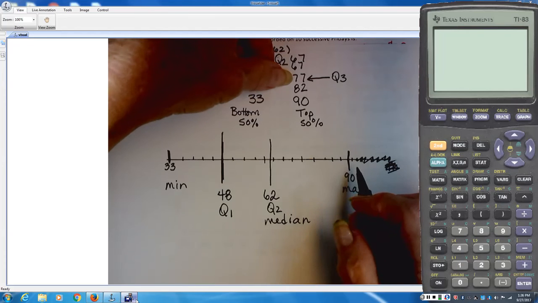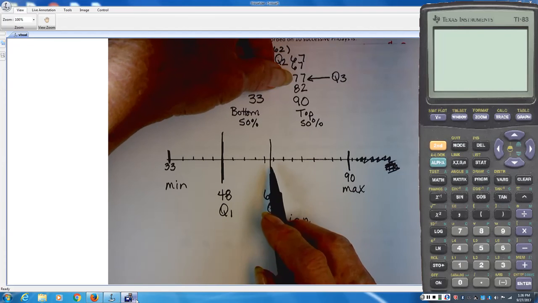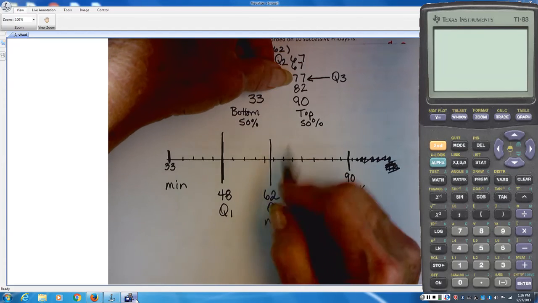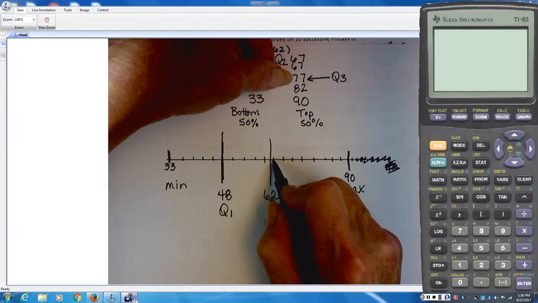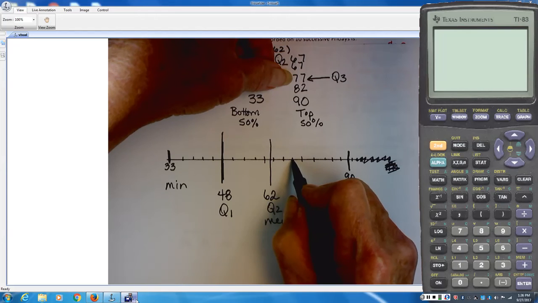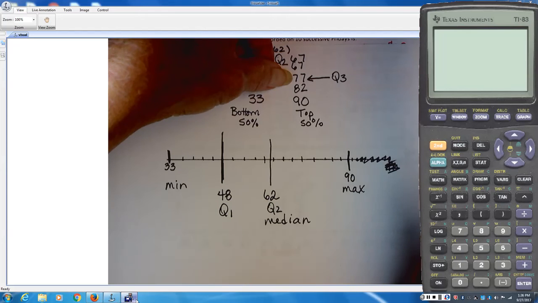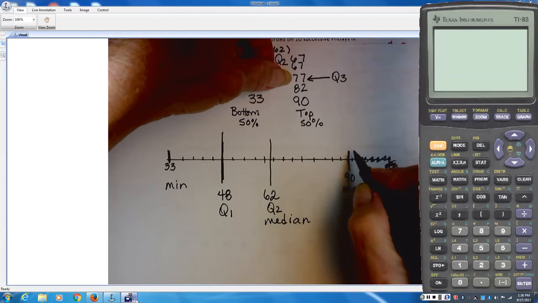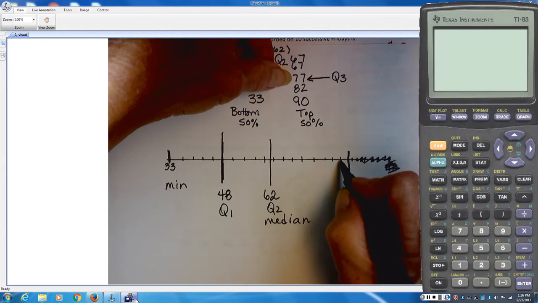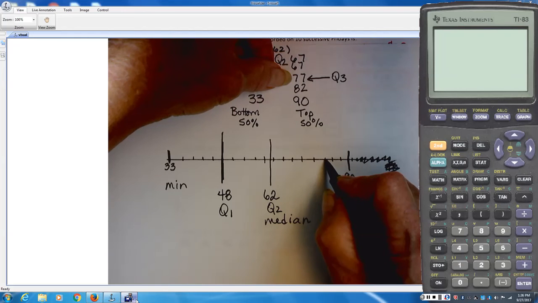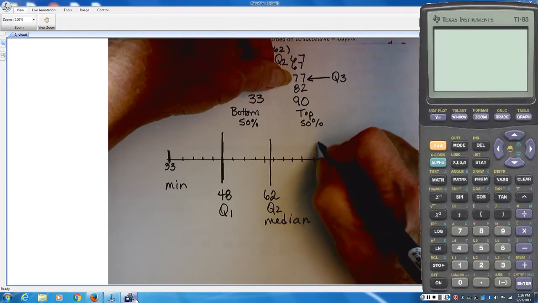And then 77 would be 62 plus 15. So that would be 1, 4. Actually, it'd be easier to go back from here. So 90, 87, 79, 78, 77 would be right here.